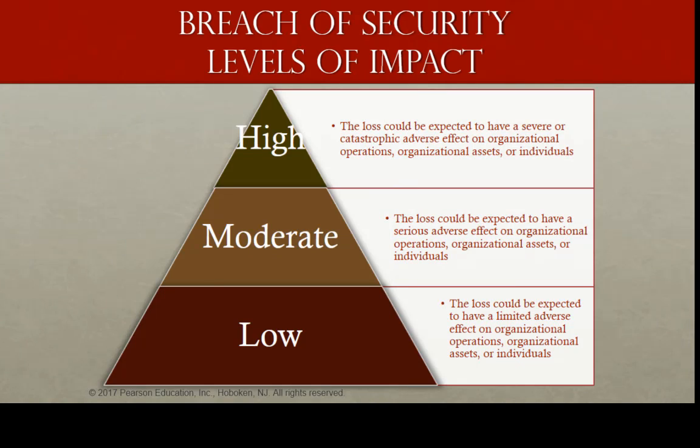We can categorize breaches of security into different levels of impact from high to low. We use 3 levels of impact on organizations or individuals should there be a breach of security, i.e. a loss of confidentiality, integrity, and/or availability. And these 3 levels are defined in FIPS Pub 199, again from NIST.